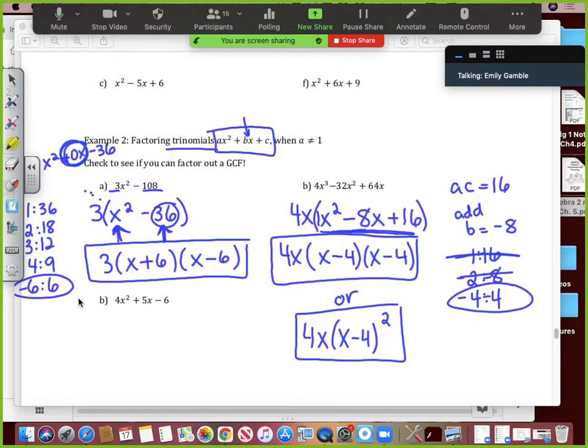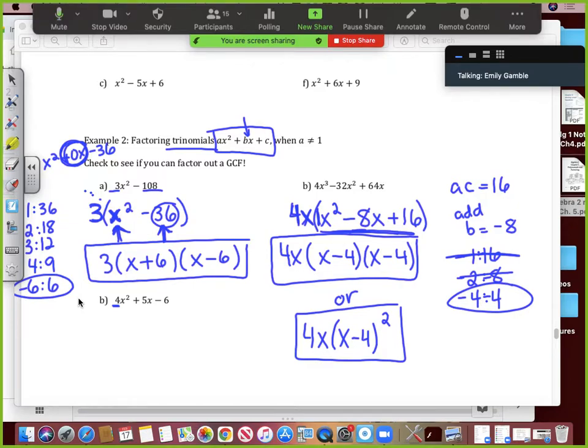What we need to do now that this first number is not equal to 1, and I can't take a GCF out to turn it into 1, because if you look at this example, I took the 3 out, and I was left with 1x squared here, which makes it easy. I took the 4 out and the x, and then made this 1x squared, which then makes it easy.